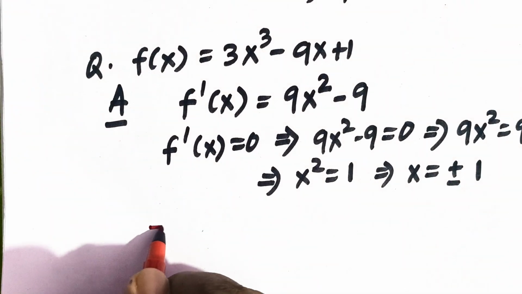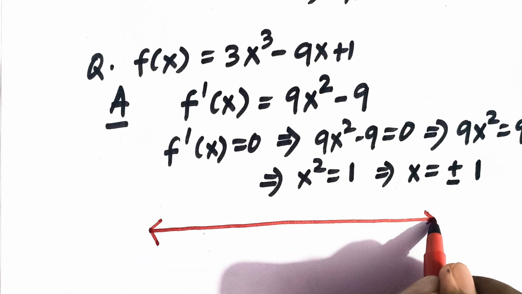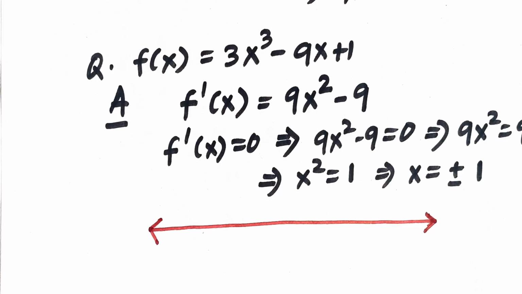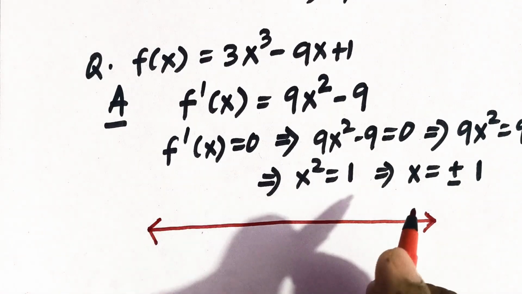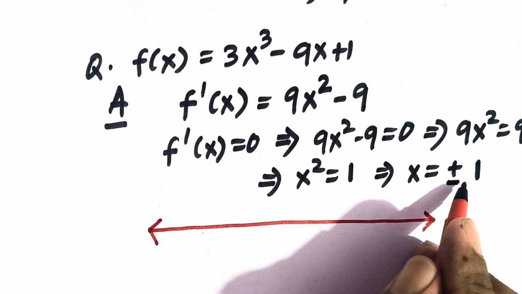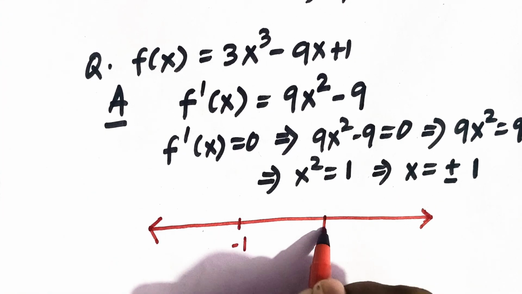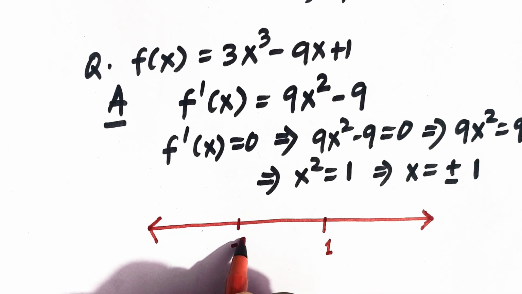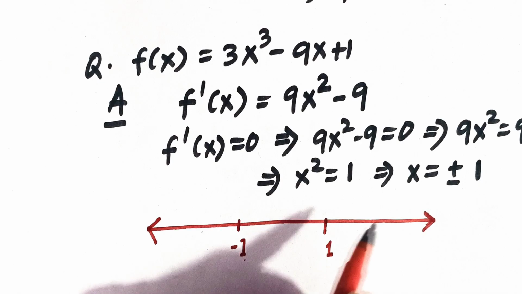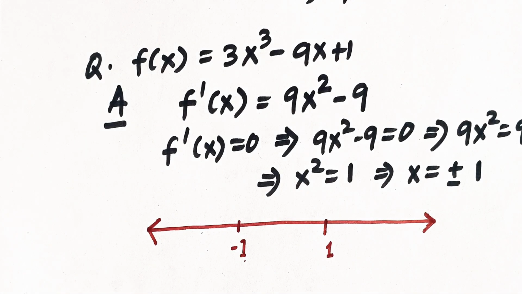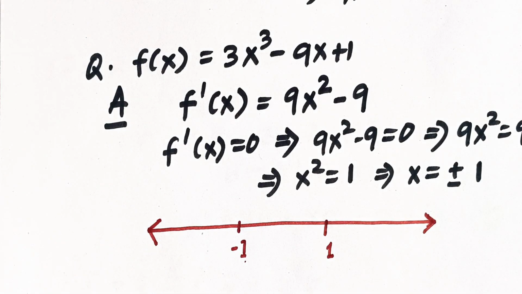Next, we will make a sign chart where we will take all the points where our function is defined, the whole domain. Here the domain is the whole real number line, and we will plot those 2 points, x equals minus 1 and plus 1. Minus 1 comes left of 1, so first minus 1, then 1, and these 2 points divide our real number line into 3 parts. One is minus infinity to minus 1, minus 1 to 1, then 1 to infinity, and in each part we will see the sign of f dash.